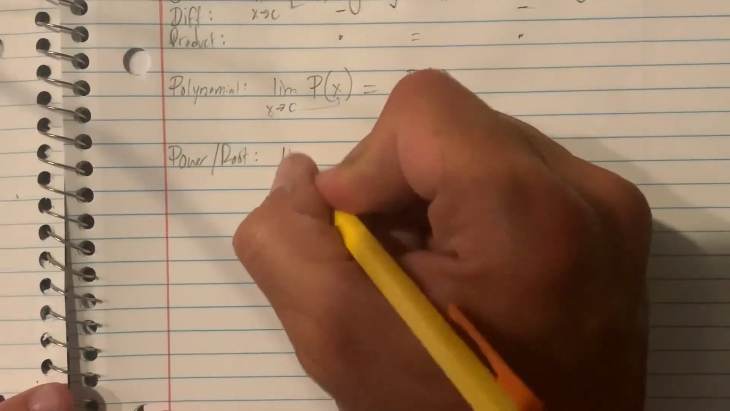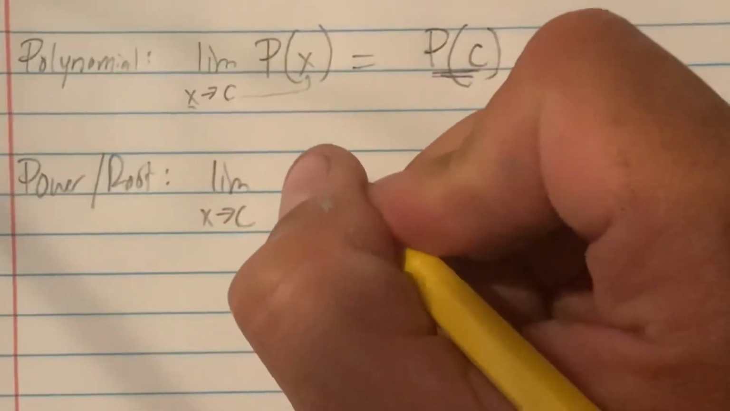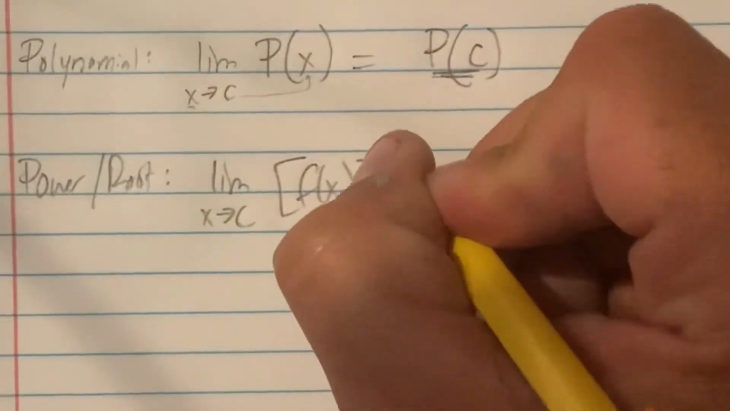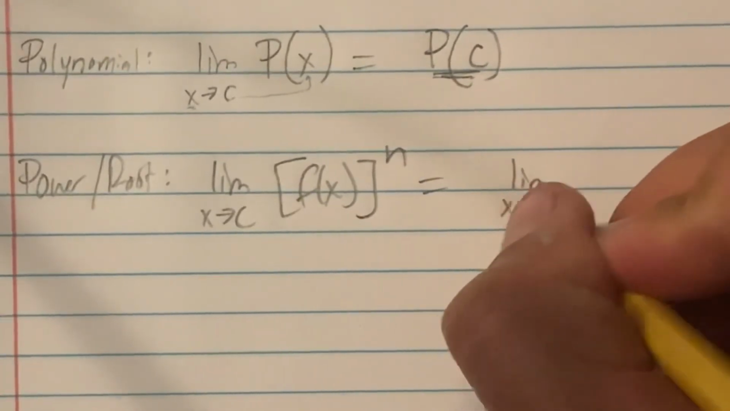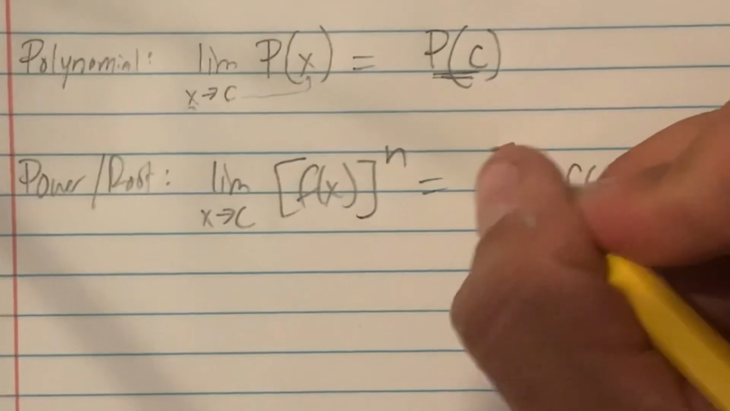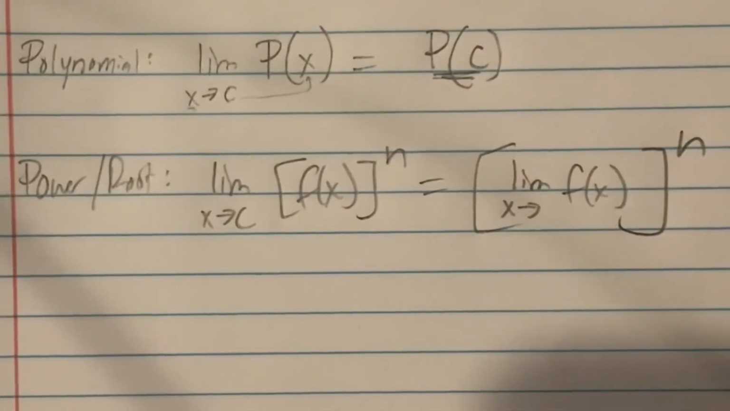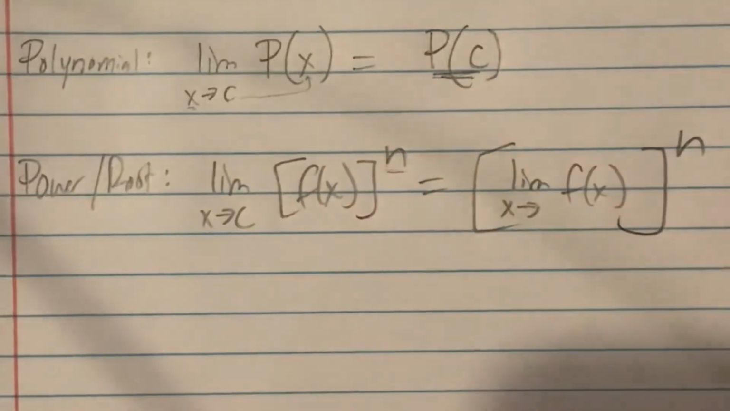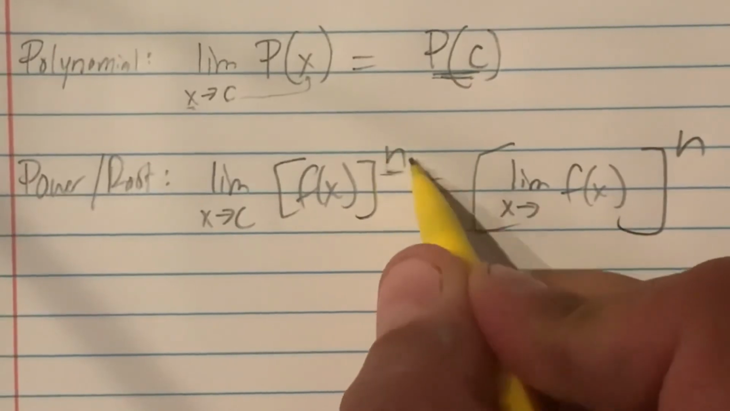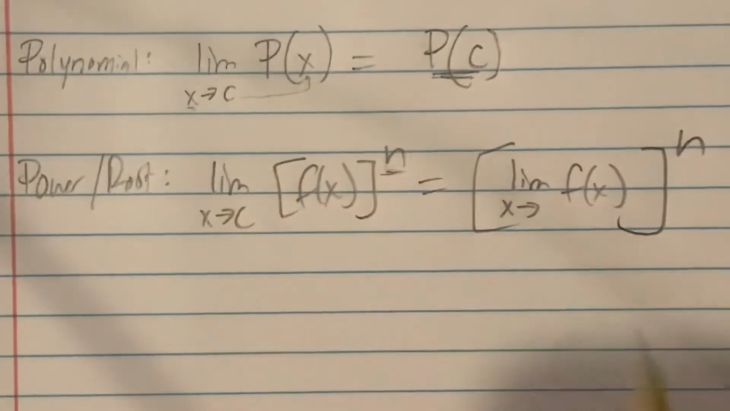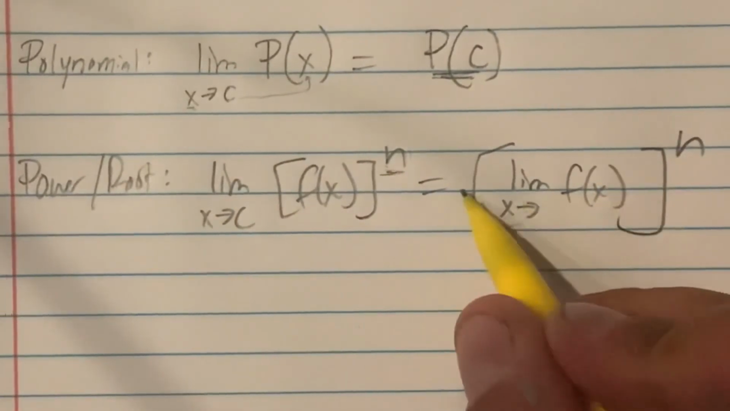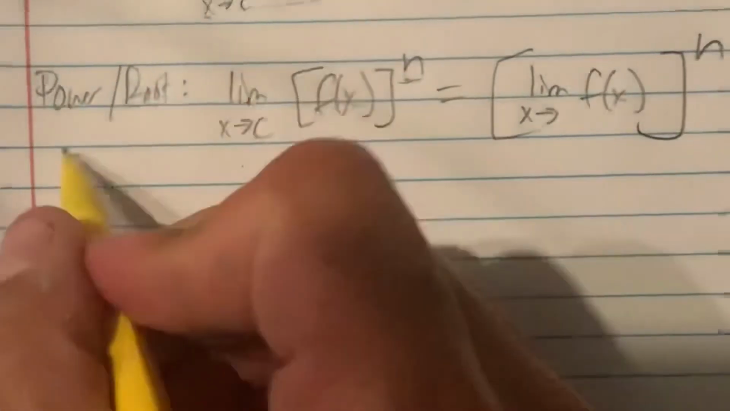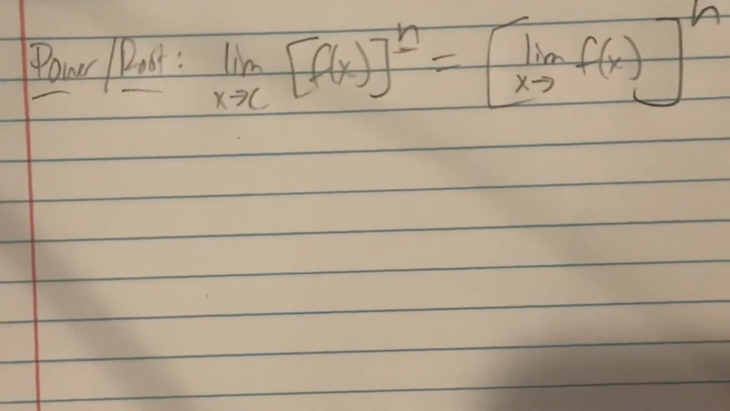I can take the limit as x approaches c of a function raised to the nth power. This is identical to the limit as x approaches c of my function, and that limit raised to the nth power. Now, this power could be the second power, like squared, or the fourth power, or the ninth power. It could also be a 1/2 power. If this is a 1/2 power, I could take the square root function, evaluate the limit. It is the same as the limit of the function and then the square root of that number. So I could have a power and a root, and those are going to give you the same solution.